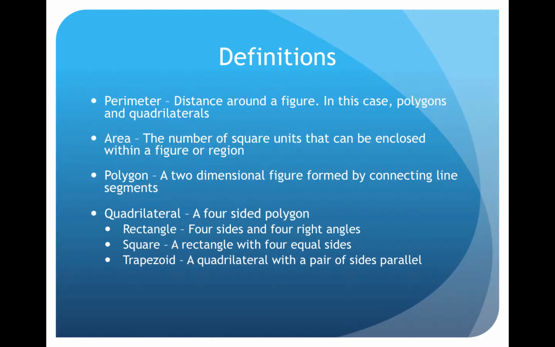Some examples of quadrilaterals: a rectangle, with 4 sides and 4 right angles; a square, which is a rectangle with 4 equal sides; and a trapezoid, a quadrilateral with a pair of parallel sides.